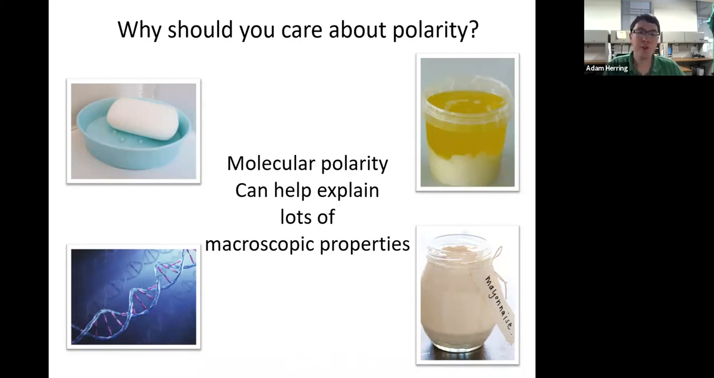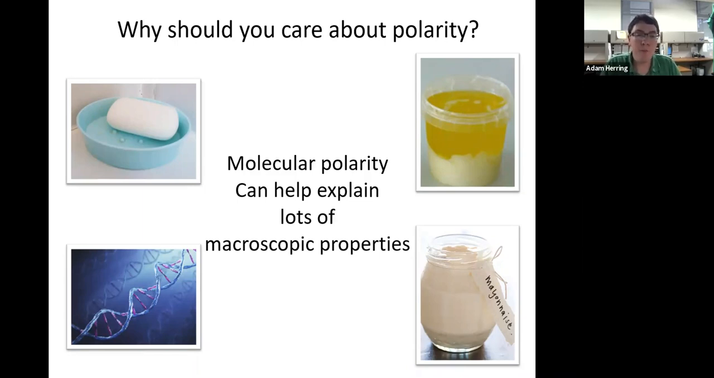For example, if you take a bar of soap, soap is made up of molecules that have a polar end and a nonpolar end. The fact that soap has nonpolar properties and polar properties is what allows it to be used as a cleaning agent. The nonpolar regions of the soap molecules bind to the greasy nonpolar regions of fats and oils that are on our skins. And then the polar end of the soap allows it to interact really well with polar water, which washes it all away.